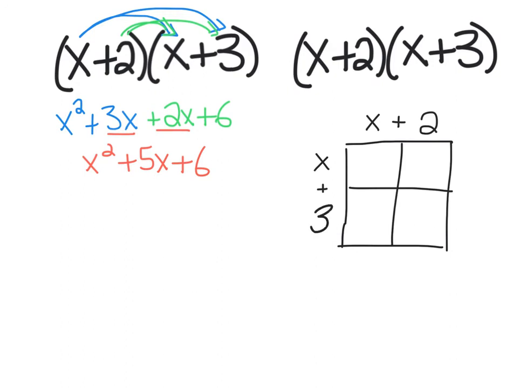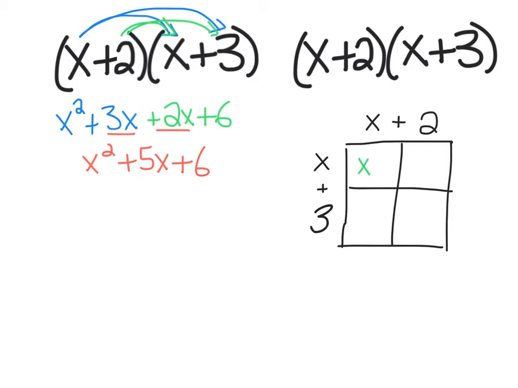Another way to set up the same problem is to use the box method. A lot of students find that this helps them visualize what's happening. So I wrote my first binomial, x plus 2, along the top, my second, x plus 3, along the side. In each box, I'll write the products.